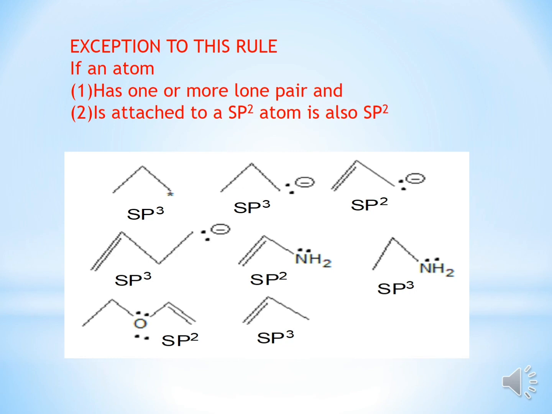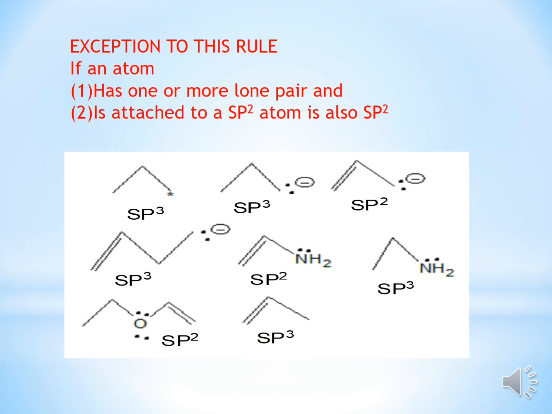Let us see the example of this nitrogen. By the rule, nitrogen is attached to this carbon and 2 hydrogens and has 1 lone pair, so it should be sp3. But our exception rule says that it has a lone pair of electrons and it is attached to an sp2 hybridized carbon, so we will consider it as sp2, right?